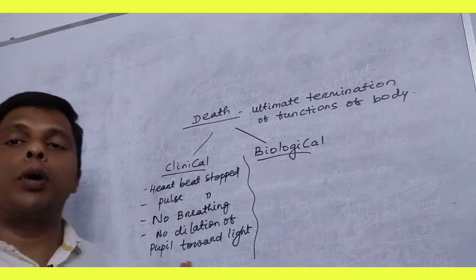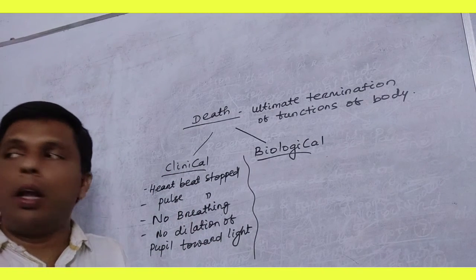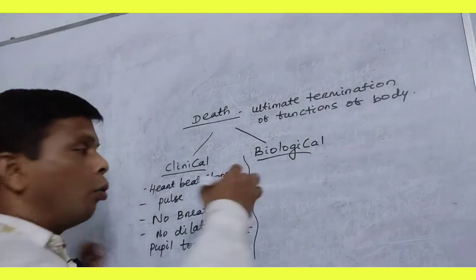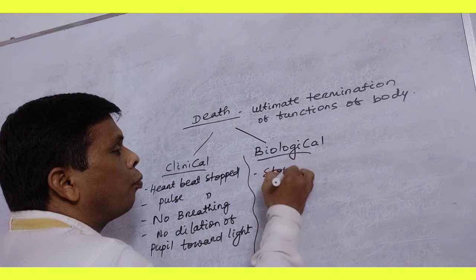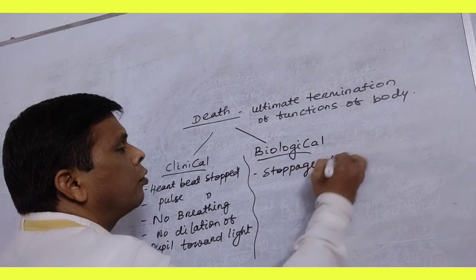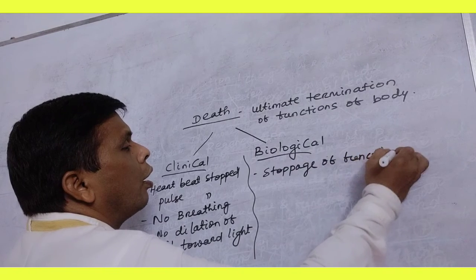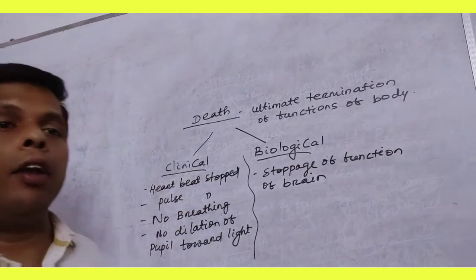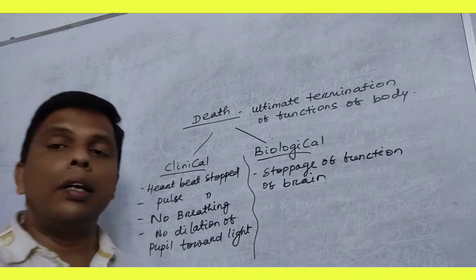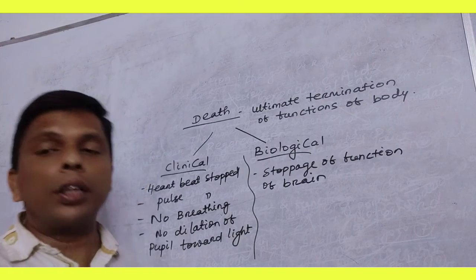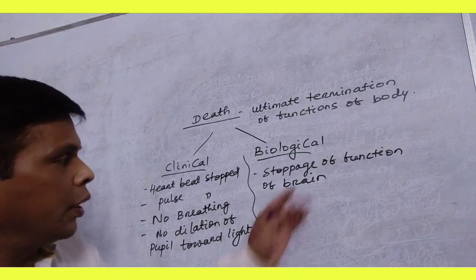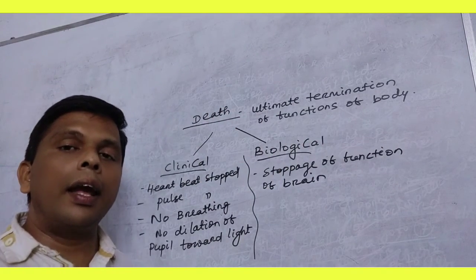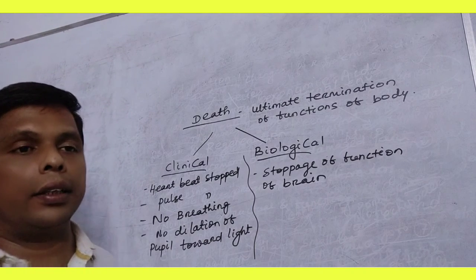Suppose such functions are not going on in an individual, we cannot yet call it dead. We can call it dead when there is a stoppage of function of the brain. When the brain fails to perform its function and does not get oxygen, it starts inhibiting its function. We take this as biological death or final death.